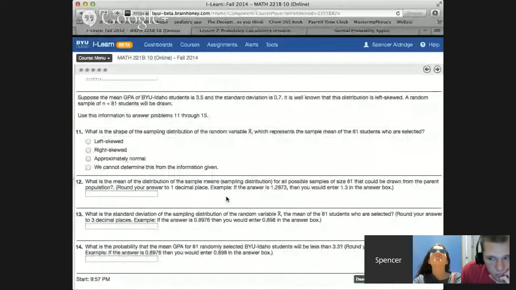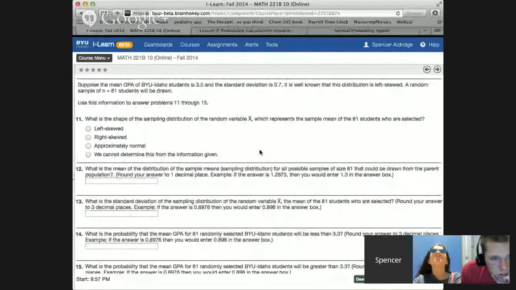All right, so let's see. Suppose that the mean GPA of BYU Idaho students is 3.5. Standard deviation is 0.7. It's well known that this distribution is left skewed. A random sample of 81 students will be drawn. What is the shape of the sampling distribution of the random variable? 81 students are selected. So it's just left, right?